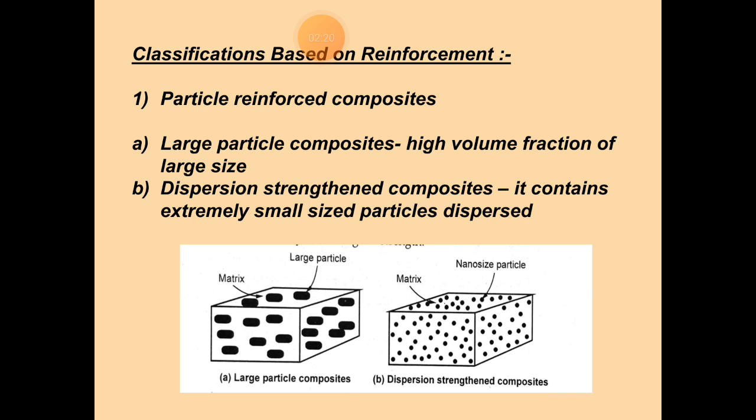thereby enhancing the strength. The figures show the large particle composites and dispersion strengthened composites. In the large particle composite, the particle is of maximum size in the matrix. Here, in the second one, dispersion, there are nano size particles in the matrix.